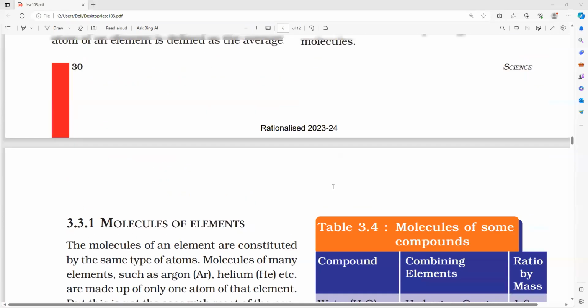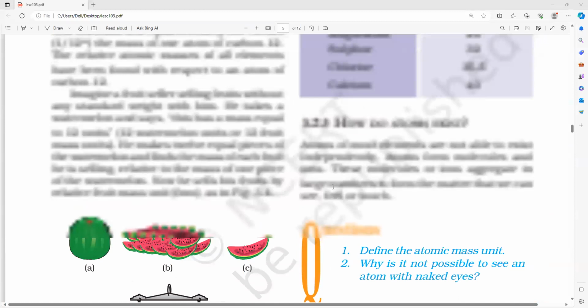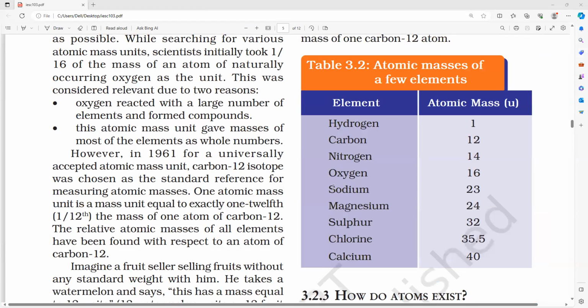And what is the atomic mass of carbon atom? Check your book and tell me. You should learn it, but since it's a beginning, I'm telling you. What is the atomic mass of carbon? Everybody, check it. Carbon 12, sir. 12. Oxygen, 16. So learn that, remember that too, because we are going to write that.